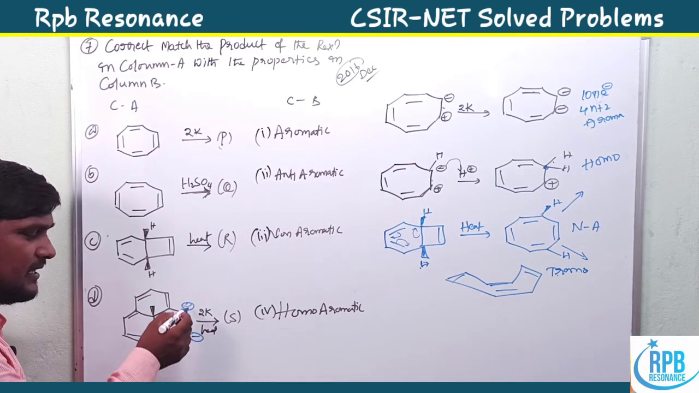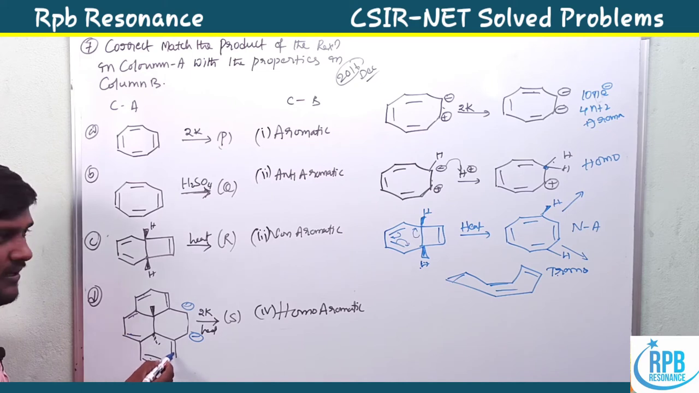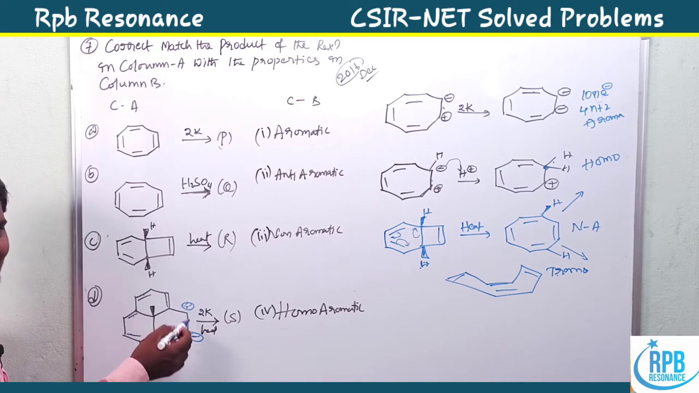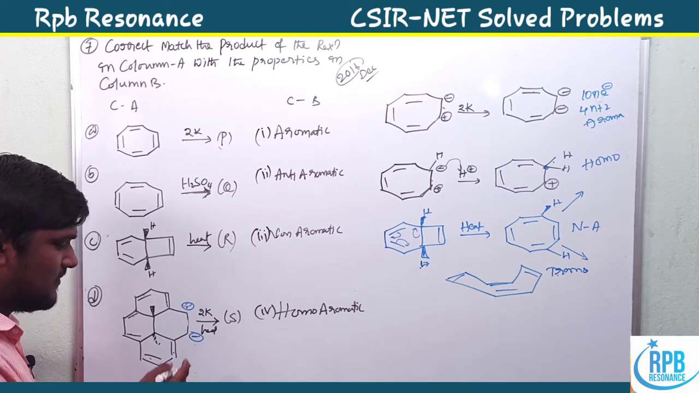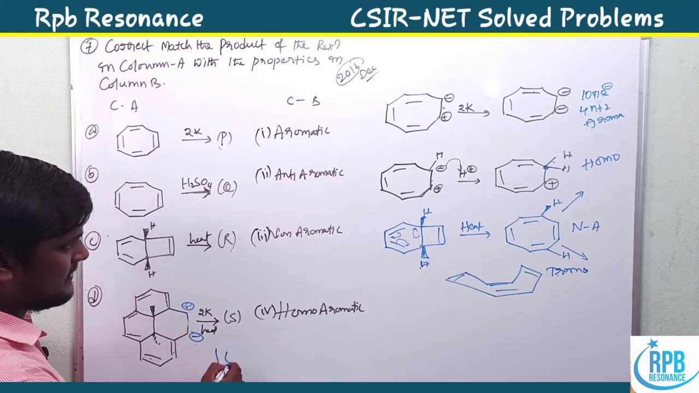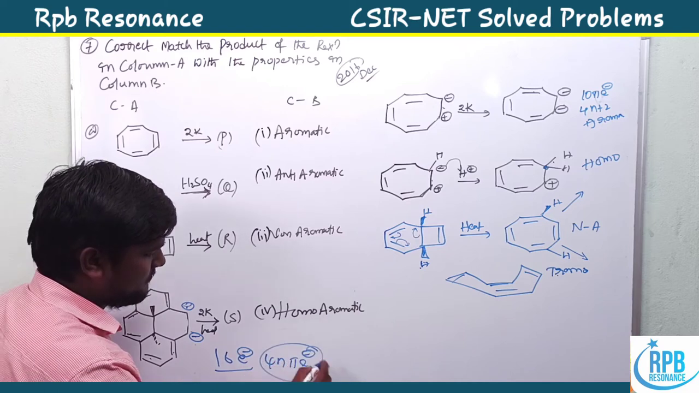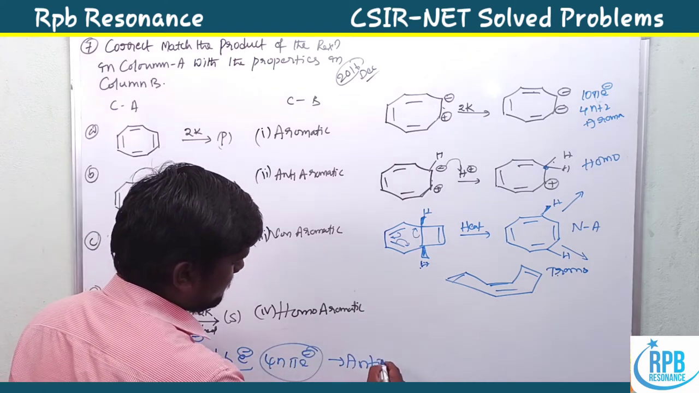Now here it is the dianion. So here 1, 2, 3, 4, 5, 6 double bonds, 7, 8. That means the negative charges also give two pairs of electrons. That's why 7 and 8. 16 electrons. Okay, 16 electrons. 16 electrons means a 4n pi electronic system. So that's why it is anti-aromatic.